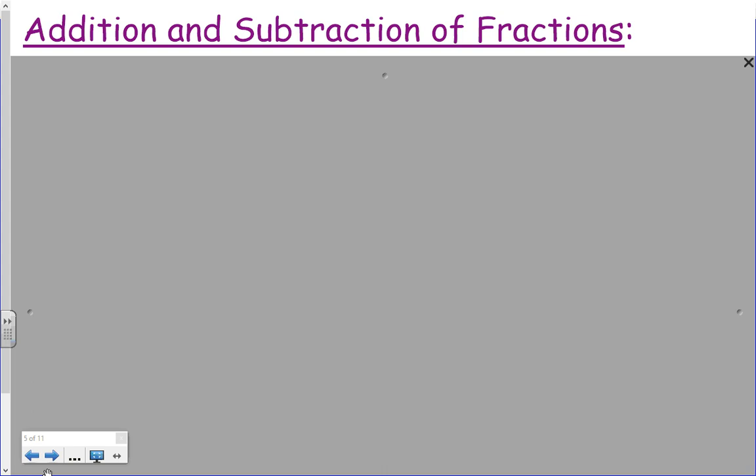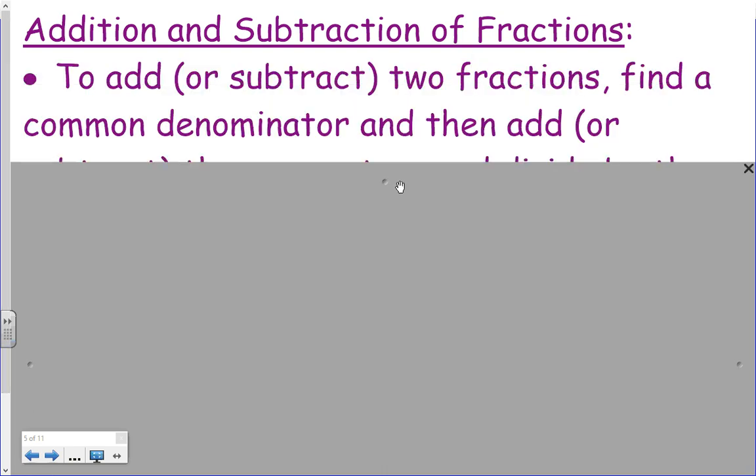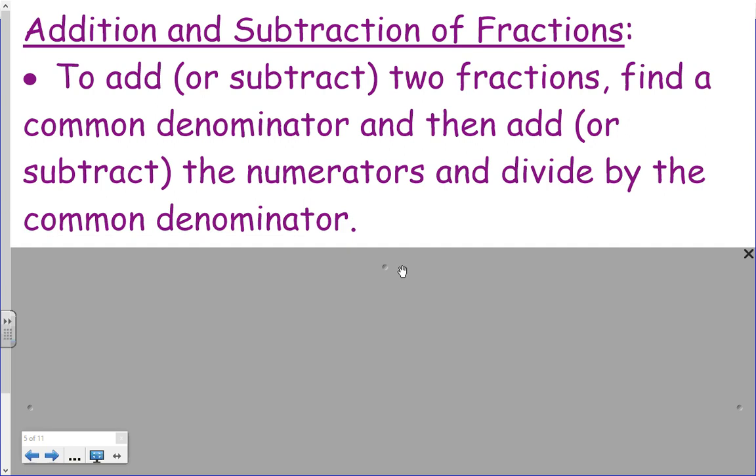All right, and then let's talk about how we add and subtract fractions. We're talking about the operations of rational expressions. So how do we add and subtract fractions? Well, to add and subtract fractions, we have to get a common denominator.